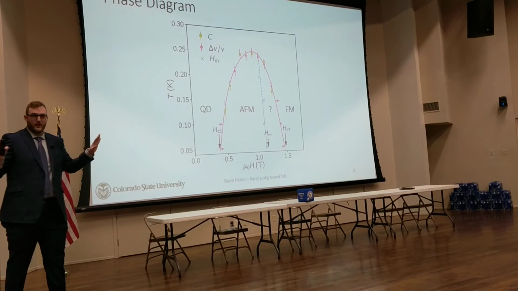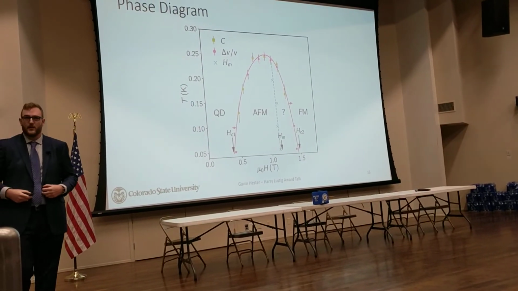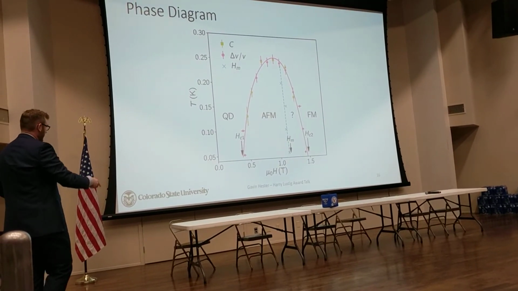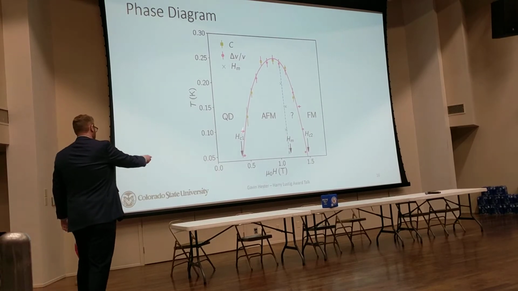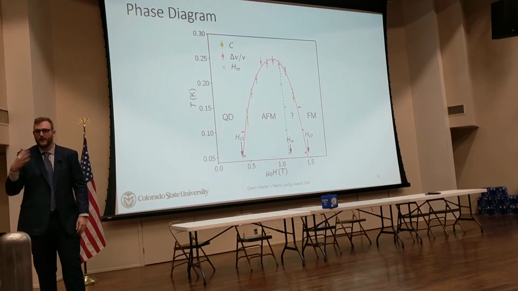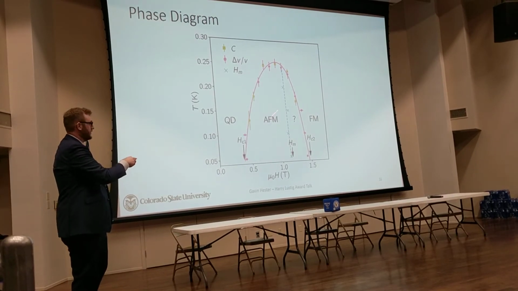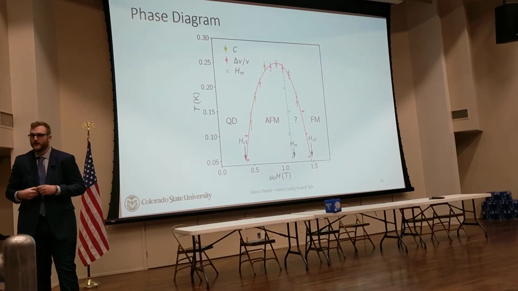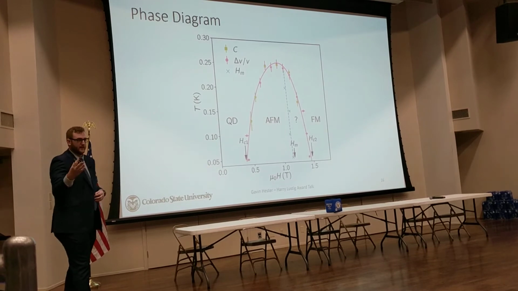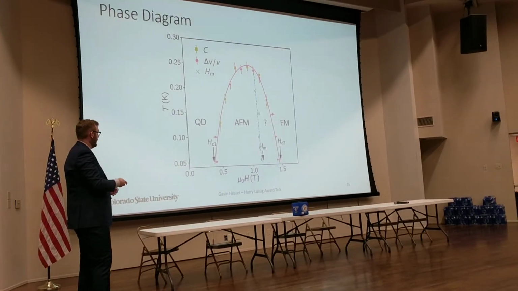So I'll jump straight to the punchline and show you our phase diagram. You'll see it looks somewhat like the ones I've shown you before. And I'll go through it a little bit. Down here at low field, below 0.4 Tesla, we're in that quantum dimer magnet state. Once we pass 0.4 Tesla, we enter a certainly antiferromagnetic state, but it's possible that it could be described as a Bose-Einstein condensate, as I showed you before.